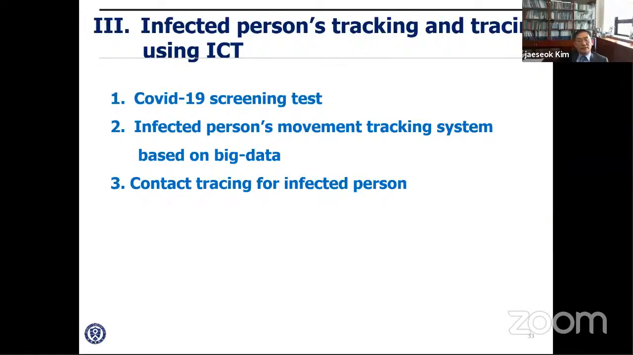Okay, the next category shows the important things to overcome COVID: infected persons tracking and tracing using ICT. First one is a screening test. Second one is a movement tracking system based on big data. Third one is contact tracing for infected persons.